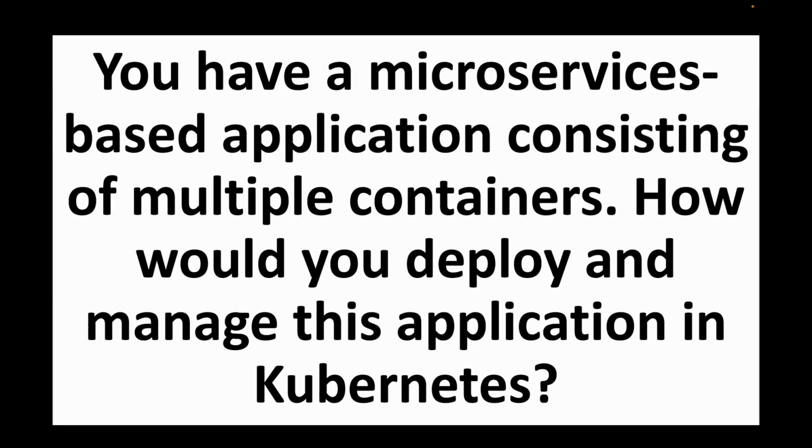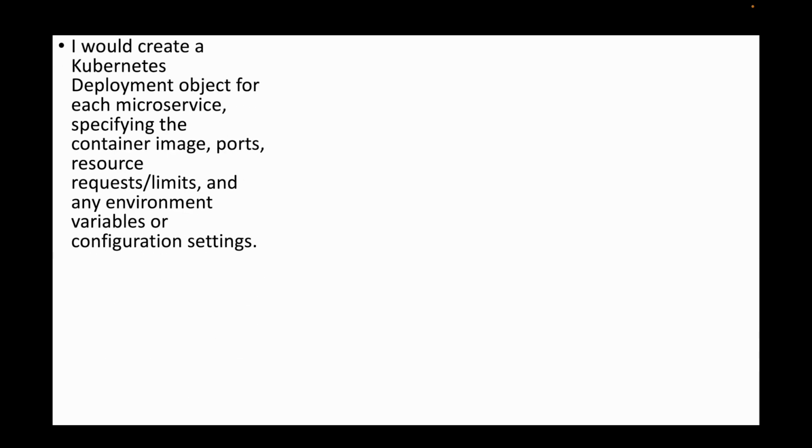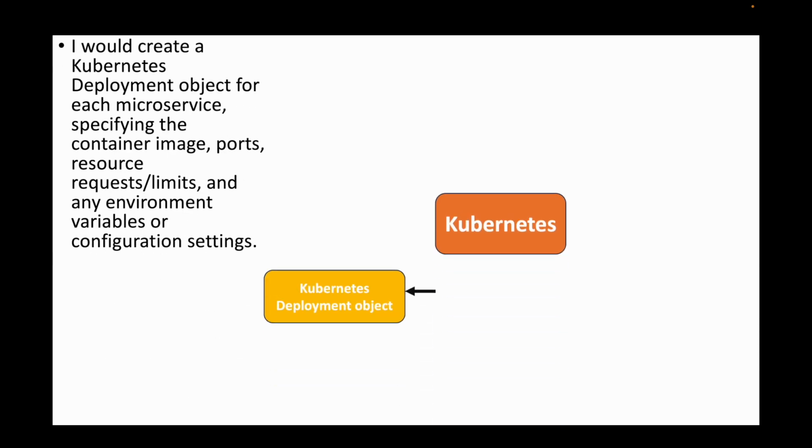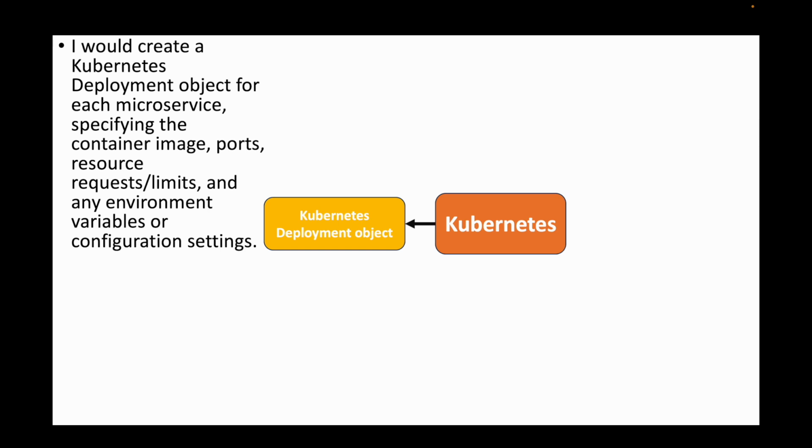The first question that I have is, you have a microservices based application consisting of multiple containers. How would you deploy and manage this application in Kubernetes? So for this, essentially what we can do is create a deployment object, which is basically a microservice for each of the components of the application.